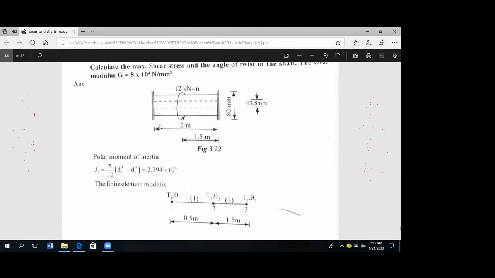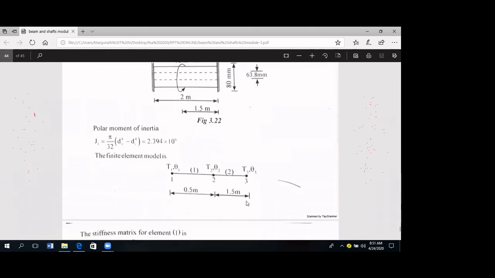Then write the finite element model. Here the torque is applied, so we need to consider a node at this particular location. The minimum number of nodes for this case is 3. The left end is node 1, the middle section where the torque is applied is node 2, and the right end is node number 3. The torque applied at node 1 is T1 and the angle of twist is theta 1. Similarly at node 2, T2, theta 2, and at node 3, T3, theta 3.